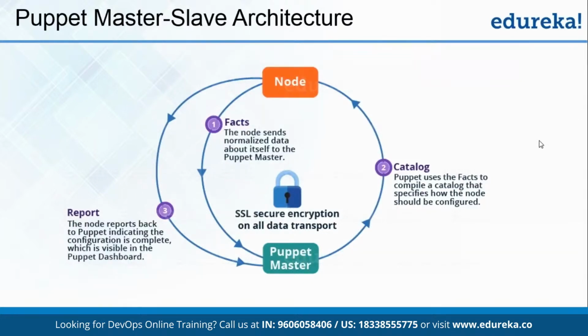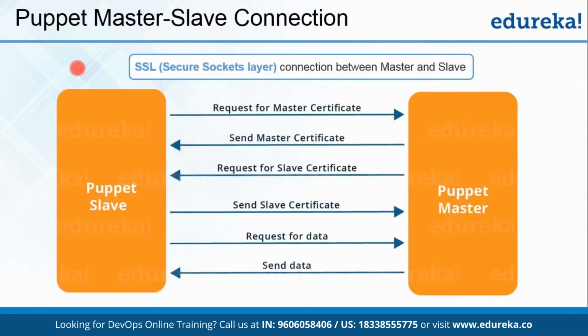Alright guys, so we'll move forward and see how the connection between the Puppet master and Puppet node actually happens. So this is how the Puppet master and slave connection happens. First of all, the Puppet slave requests the Puppet master certificate. Once Puppet master receives that request, it will send the master certificate. And once the Puppet slave has received the master certificate, Puppet master will again send a request to the slave regarding its own certificate. So it will request the Puppet agent to send its own certificate. The Puppet slave will generate its own certificate and send it to Puppet master.